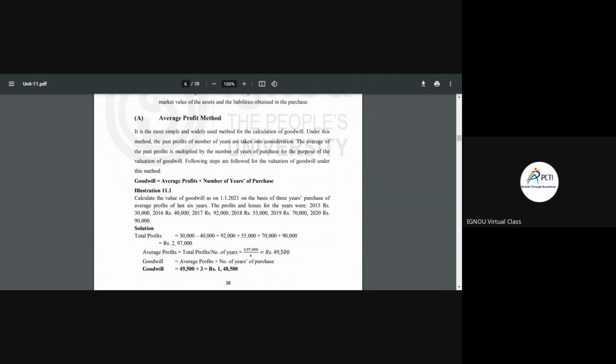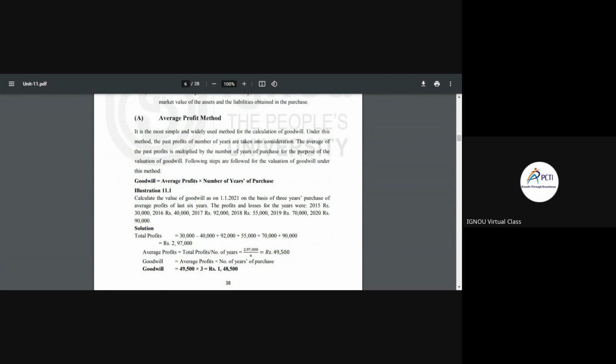So first of all we need to discuss the average profit method. It is a very simple and widely used method for the calculation of goodwill. Under this method, the past profits of a number of years are taken into consideration. The average of the past profit is multiplied by the number of years of purchase for the valuation of goodwill.